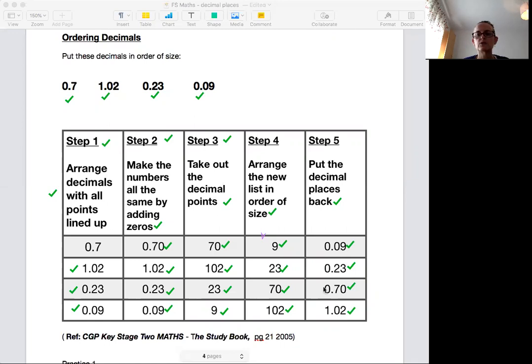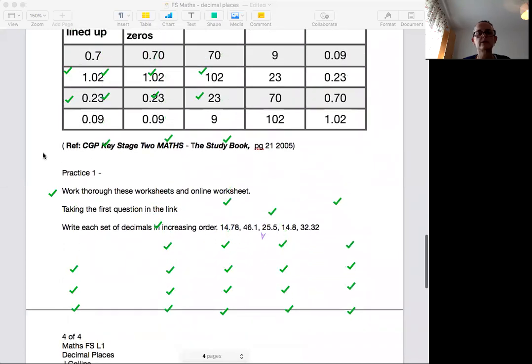And if you want to check your work, because number errors are quite common, we all make those number errors, we can just write things down wrong. You can check your list. 0.09, yes. 0.23, yes. 0.7, yes, I kept the 0 in there. You still get it right. And 1.02. So your numbers are the same. That is your fail-safe 5-point steps for doing decimal places.